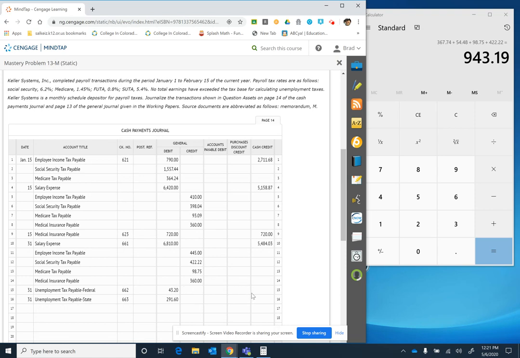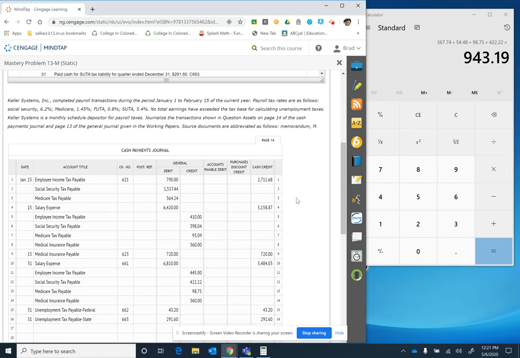Then what we'll do is we'll write a check for both of those. So it's going to be $43.20, and this is $291.60. Great. So that takes care of us paying off our tax liability for that month. All right.